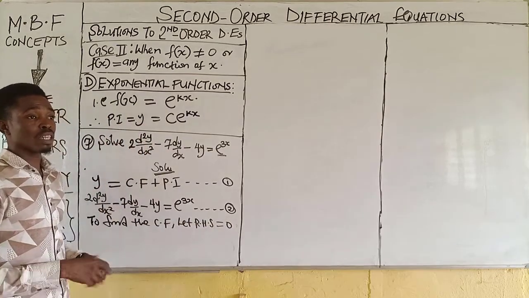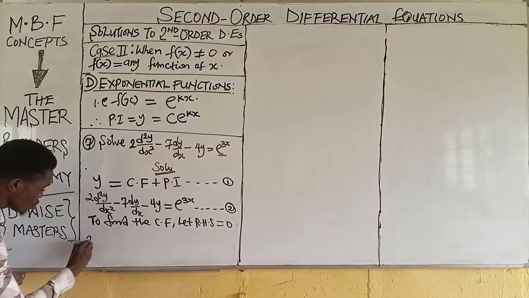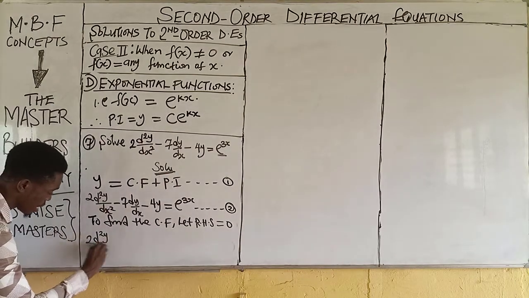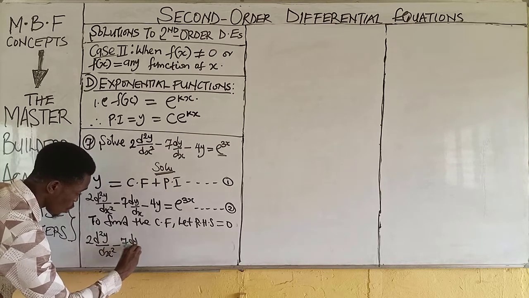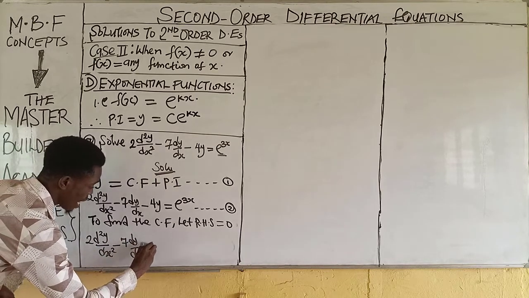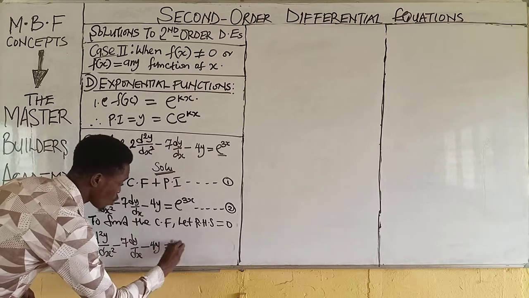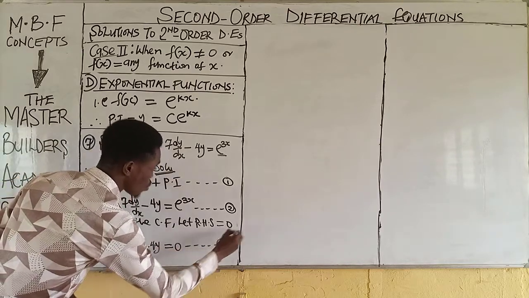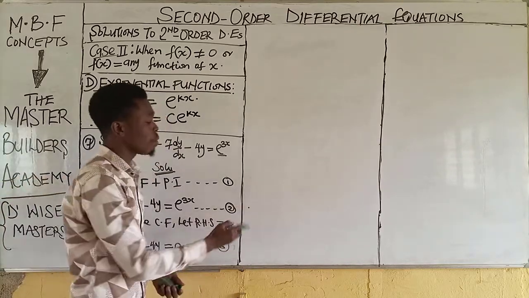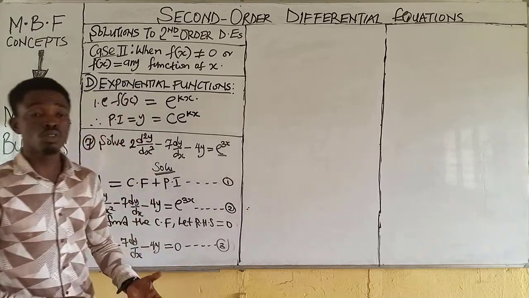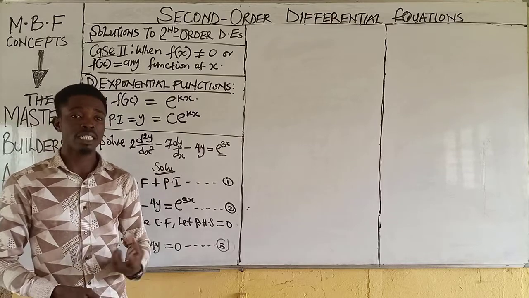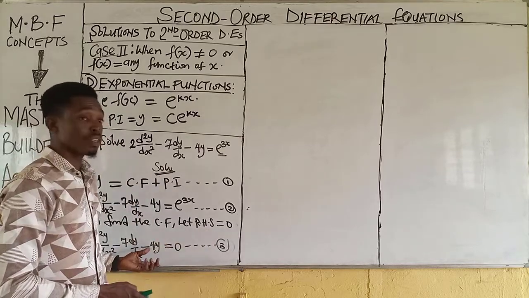So all I need to do is to put down d²y/dx² minus 7 dy/dx minus 4y is equal to 0. Then we can label this as equation 3. Now that we have obtained equation 3, guys, the next thing we are quickly going to do is to obtain the equivalent auxiliary equation of this particular equation.